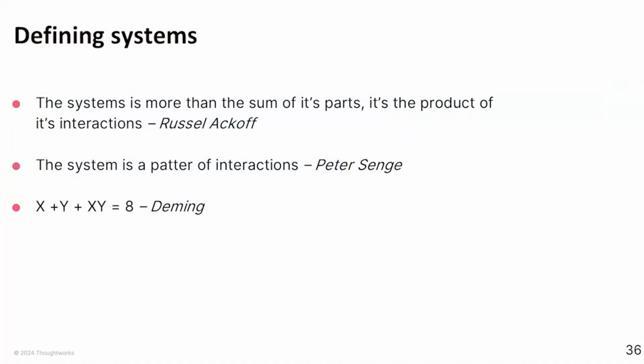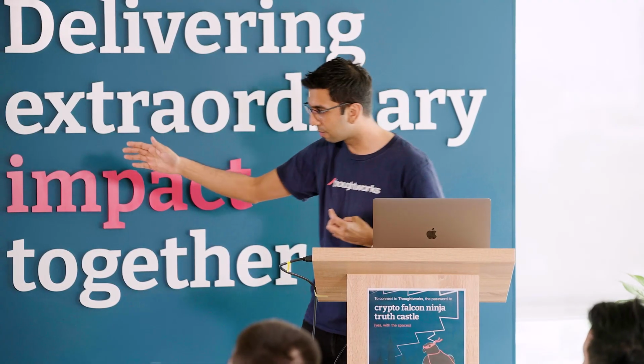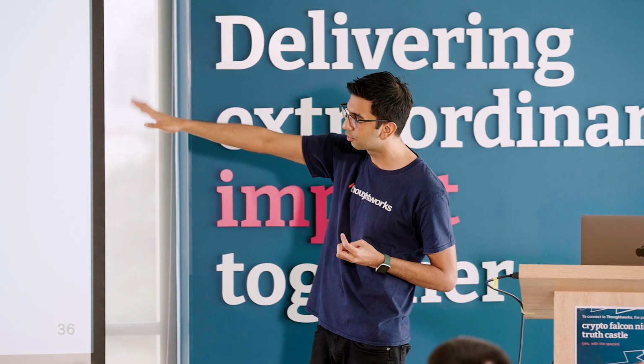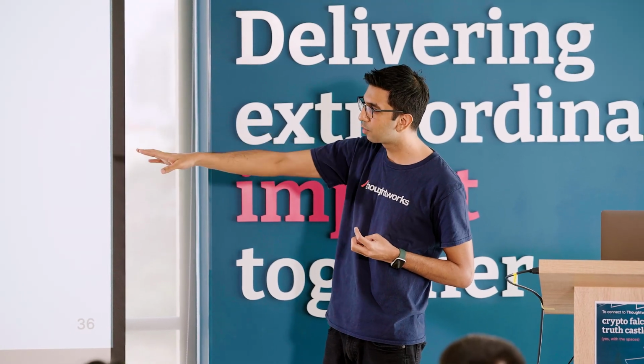So how do we define systems? What's the lesson here? Mostly the lesson here is optimize for the whole, not the parts. And there are a few ways to think about this. These three definitions, but I'll just focus on the last one because the first two are self-explanatory. The last one was Deming's way of talking about how to think about contribution to a system.